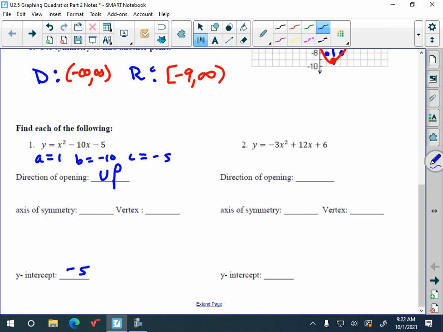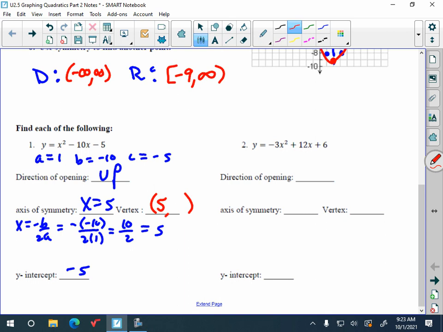All right, axis of symmetry, we're going to use x equals -b over 2a. So we'll plug those numbers in. So that's -10 over 2 times 1. 10 over 2 is 5. So x equals 5. Now, as soon as you get the axis of symmetry number, just plug it into the x position for the vertex, because they're always going to match.